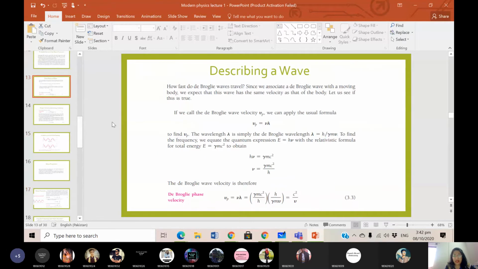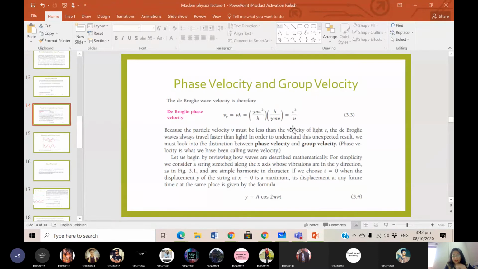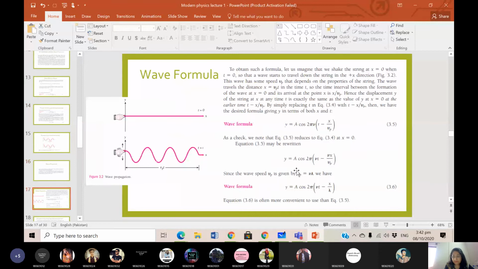And then 3.5, this equation can be rewritten. Now we know that we have a formula for Vp. Actually, Vp we know is equal to frequency into wavelength. 3.5 may be rewritten, since the wave speed, the phase velocity, is given by frequency into wavelength. So here, in place of phase velocity, you put frequency into wavelength.